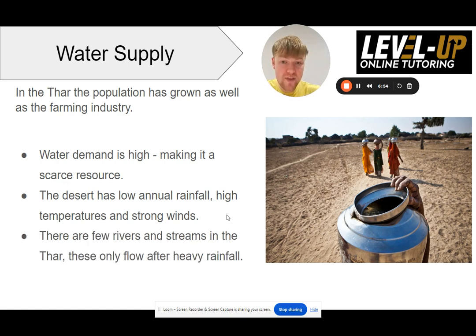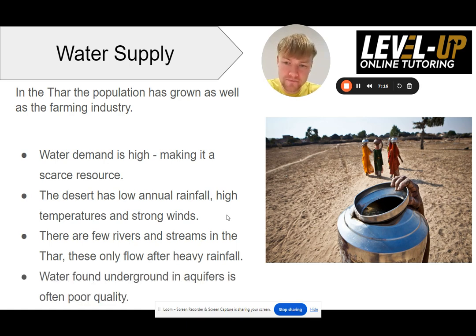Okay, within the Thar Desert, then there are very few rivers and very few streams. Okay, these only flow after heavy rainfall. So otherwise, they are very, very dry. You've got competition from people, competition from plants, competition from cattle. Okay, there's a lot of competition for a very, very limited resource, and that obviously creates huge challenges for people.